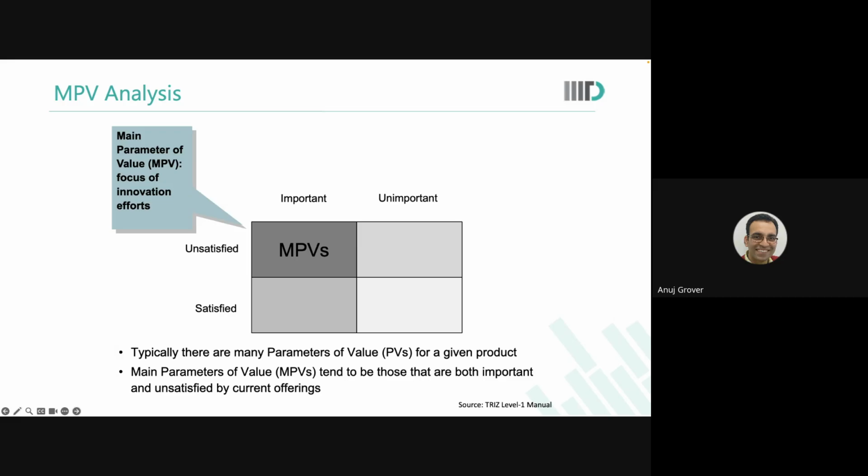So what we are saying is that if we focus on the latent parameters of value, we can lead to breakthrough innovation.